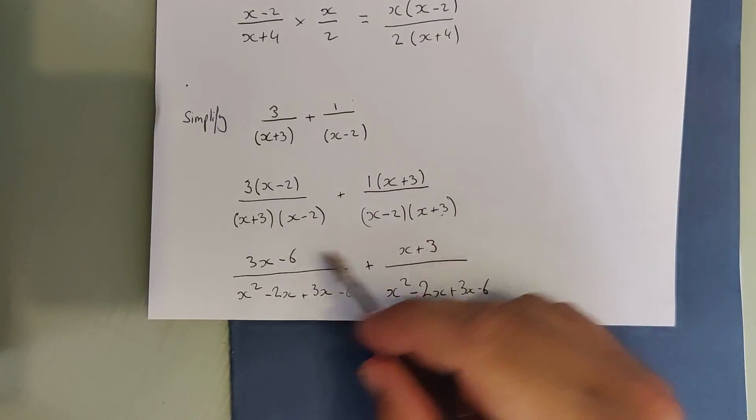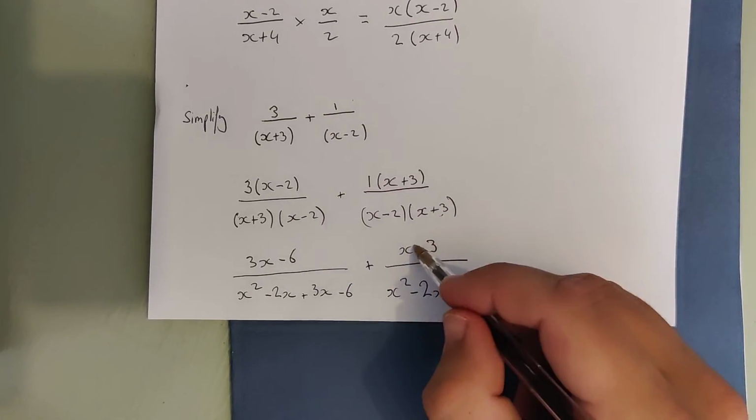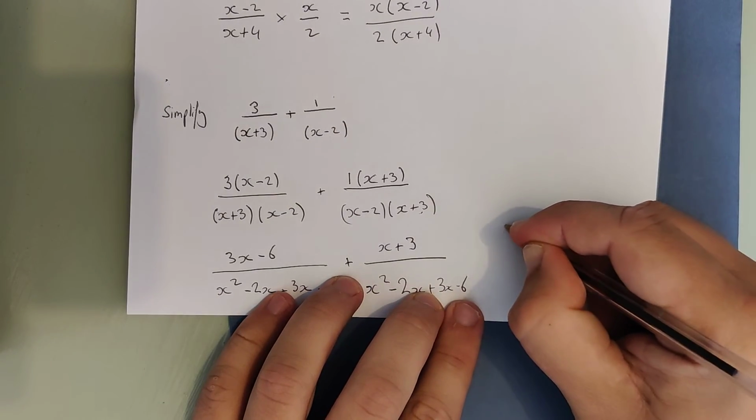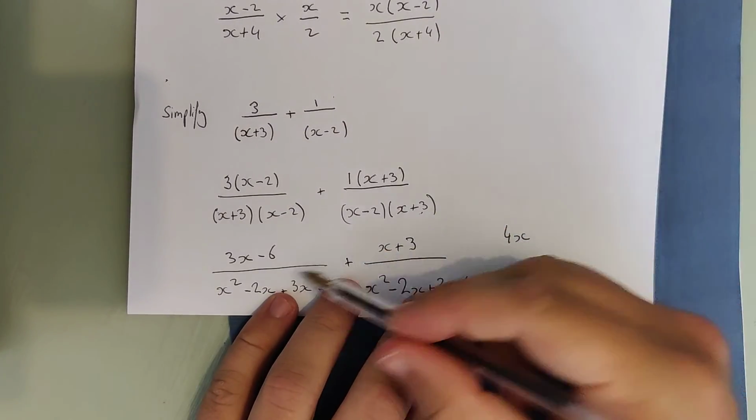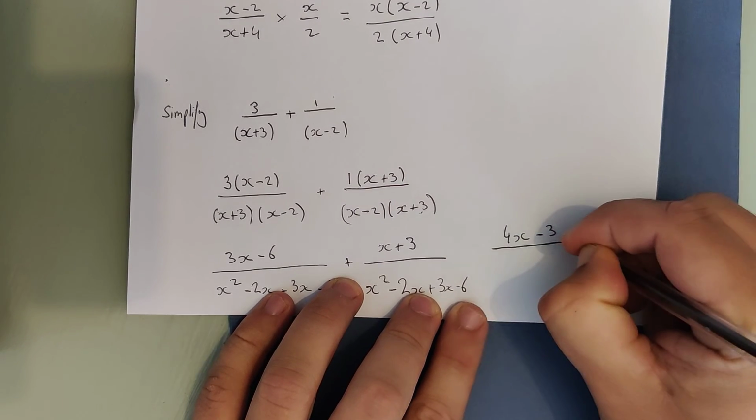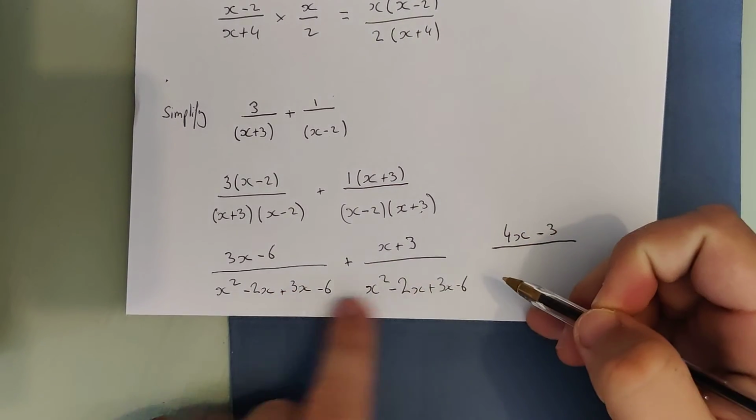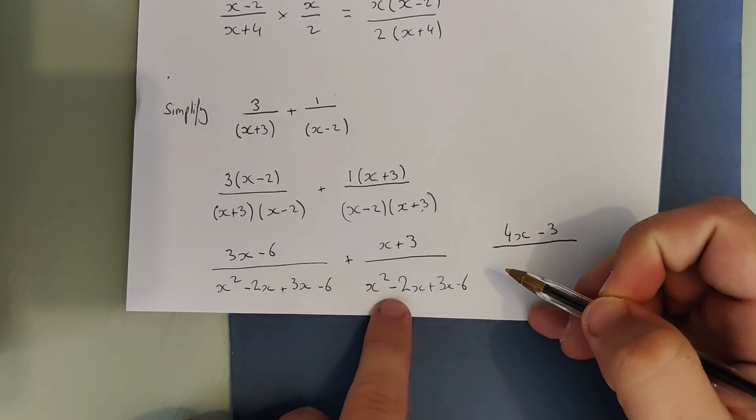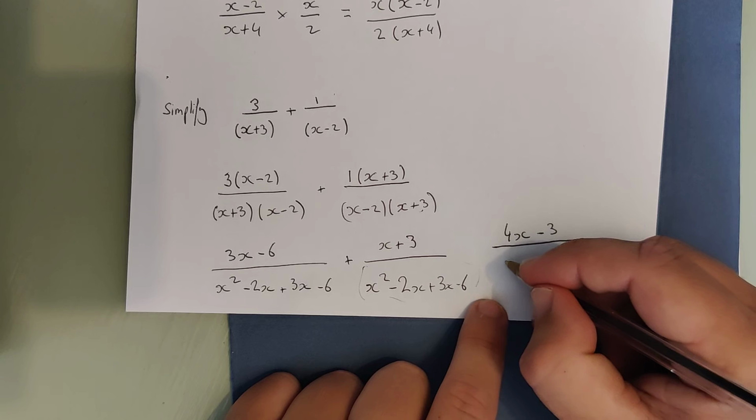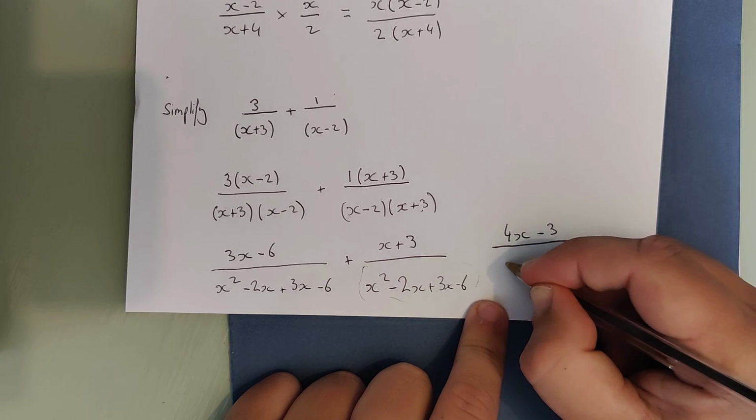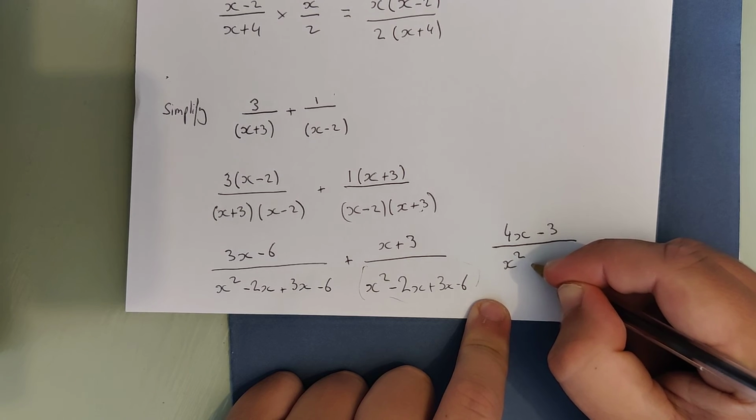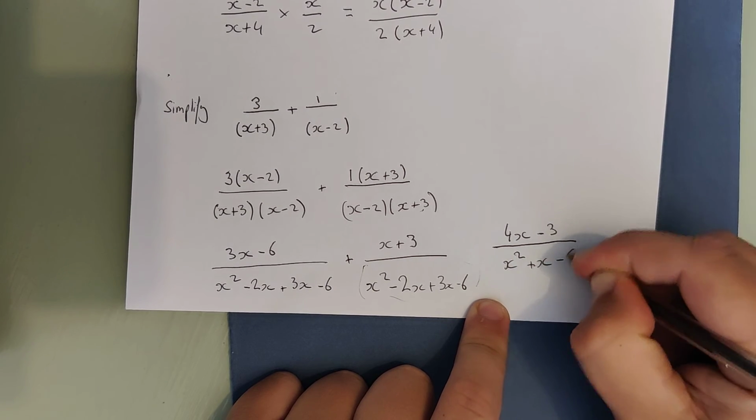Then you just want to add these top numbers together. So 3x plus x is 4x, minus 6 plus 3 is minus 3, over, and these things are the same, it's just over this or just over that. It's exactly the same thing. x squared plus x minus 6.